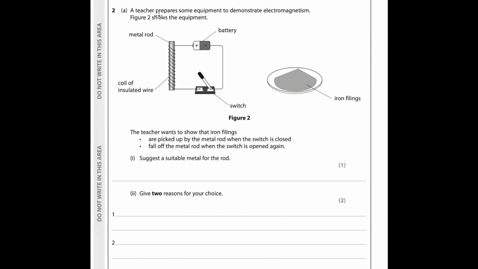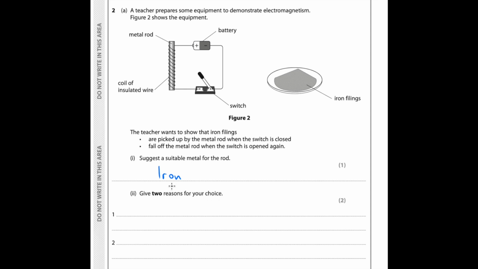Question 2. A teacher prepares some equipment to demonstrate electromagnetism. Figure 2 shows the equipment. The teacher wants to show that iron filings are picked up by the metal rod when the switch is closed, and fall off the metal rod when the switch is open again. Suggest a suitable metal for the rod. Iron. Part 2. Give 2 reasons for your choice.